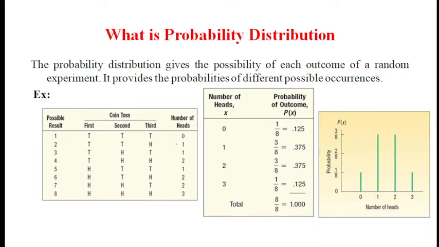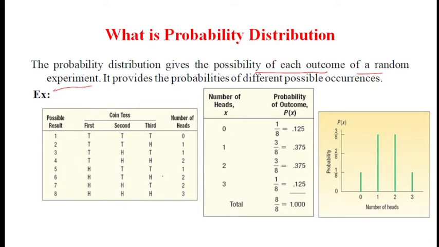Let us have a discussion about probability distribution. What does it mean? Probability distribution gives the possibility of each outcome of a random experiment. Again, we can take the example of a die. When you roll a die, we can expect the possible outcomes up to 6, either 1, 2, 3, 4, 5 or 6.